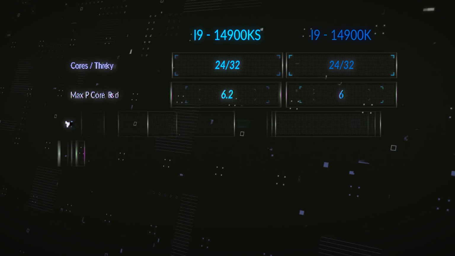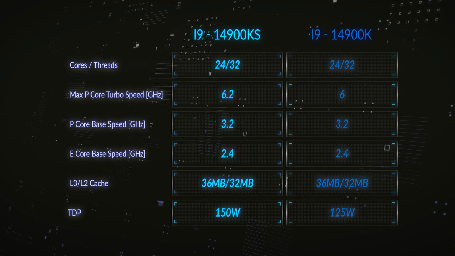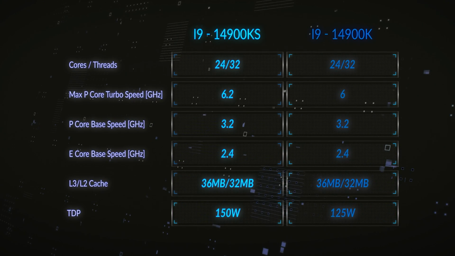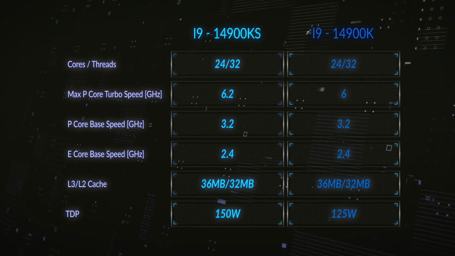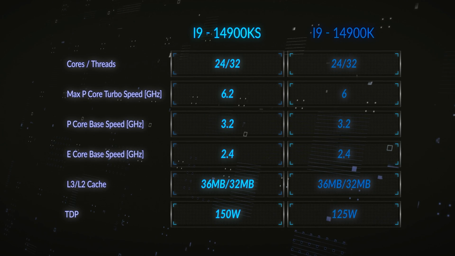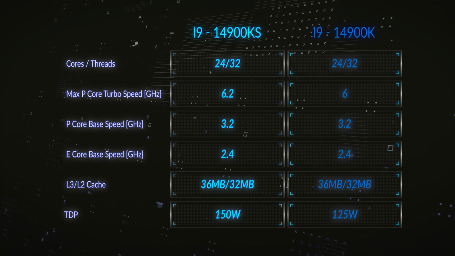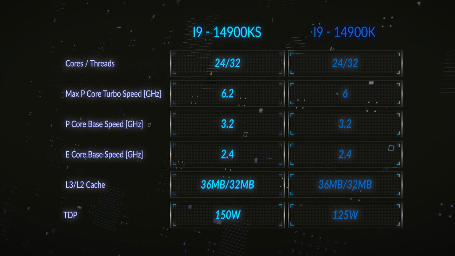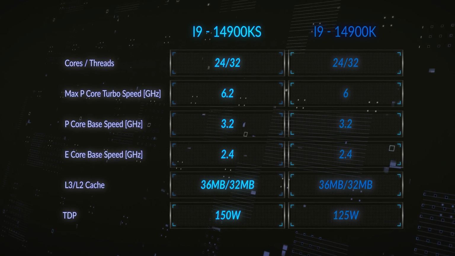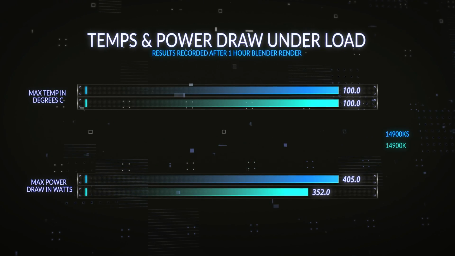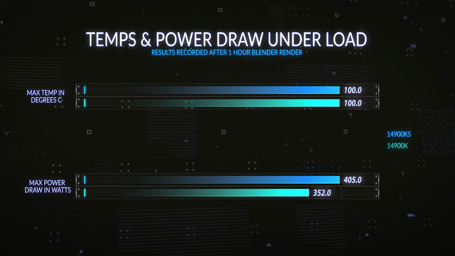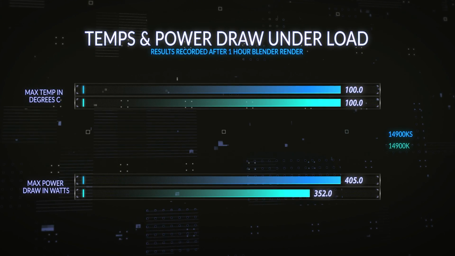The only real difference between the two CPUs is the higher boost clock out of the box on the KS version, which is 6.2 gigahertz versus 6 gigahertz straight. So you've got a 200 megahertz uplift for the KS CPU. Now, according to Intel's spec, this means that at stock, the K has a TDP of 125 watts and the KS has a TDP of 150 watts. However, when I was testing using the boost algorithms at complete stock, I found that the 14900K gave 355 watts maximum power draw, whereas the KS has a 405 watts maximum power draw.